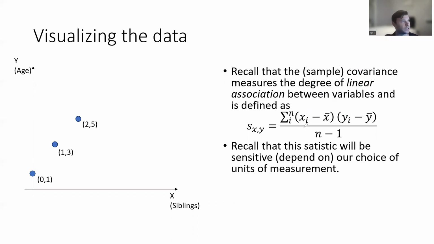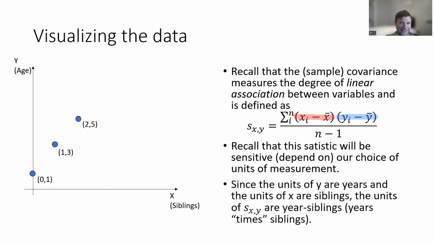However, once we take the number of siblings and multiply it by the number of years, then we get a very strange metric, and that metric is literally siblings times years. So one issue with the covariance is that it is sensitive to the units of measurement that we adhere to when measuring our data set.